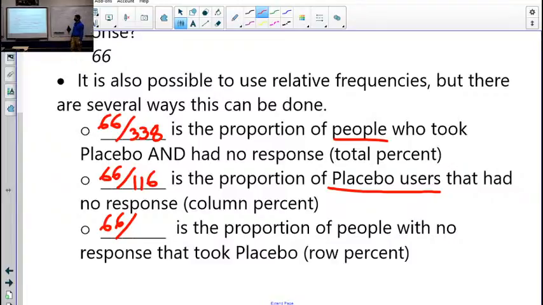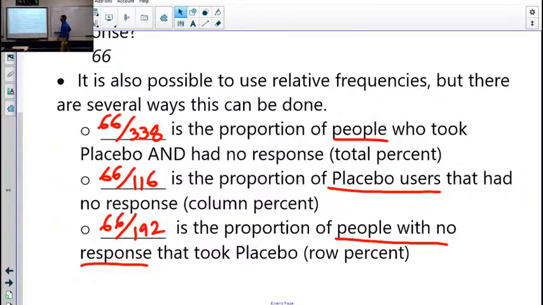And then proportion of people with no response who took the placebo. So out of all the people that had no response, how many was that? 192. 192? Okay. So those are going to be very different proportions or percentages when you work those out. So make sure you're paying close attention to which of those it's asking.